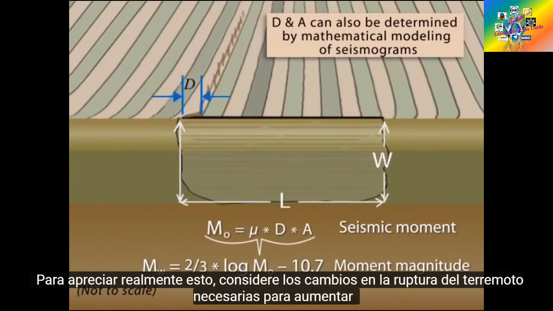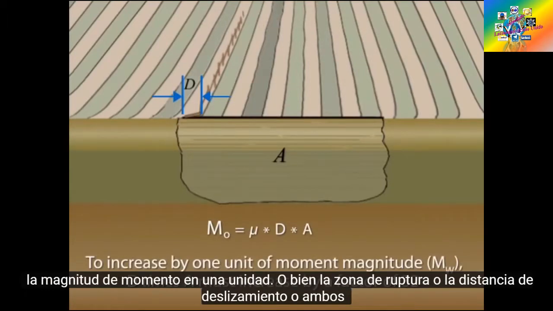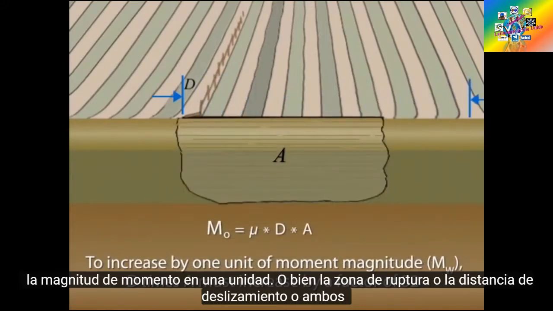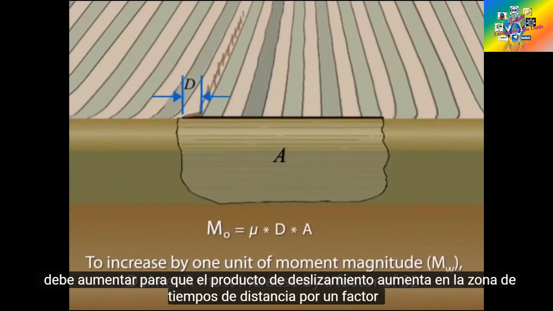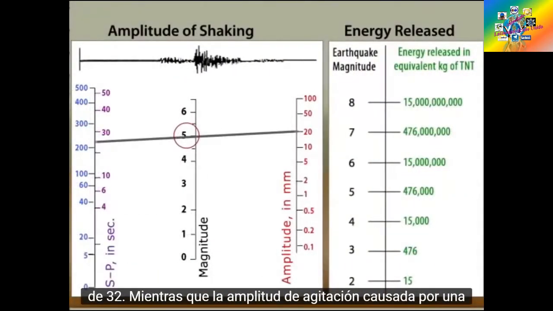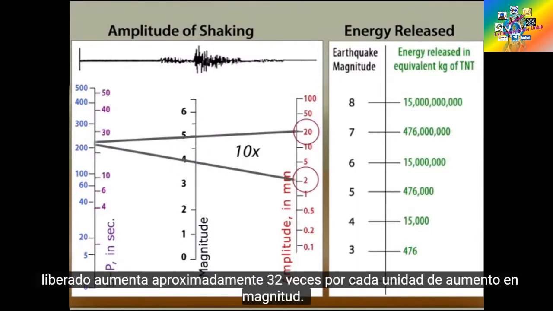To truly appreciate this, consider the changes in the earthquake rupture required to increase the moment magnitude by 1 unit. Either the area of rupture or the slip distance, or both, must increase so that the product of slip distance times area increases by a factor of 32. While the amplitude of shaking caused by a magnitude 5 earthquake is 10 times larger than for a magnitude 4 earthquake, the energy released increases by about 32 times for each unit increase in magnitude.